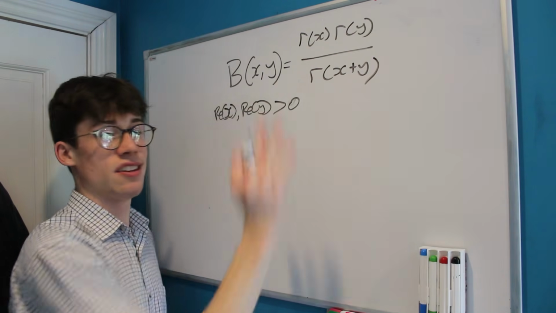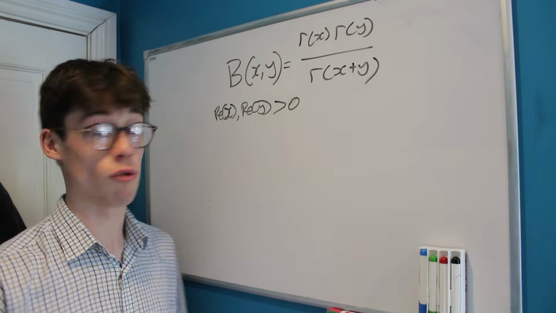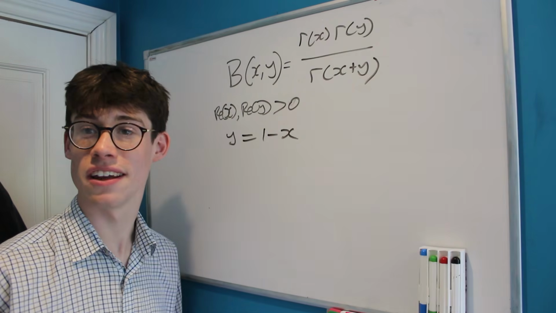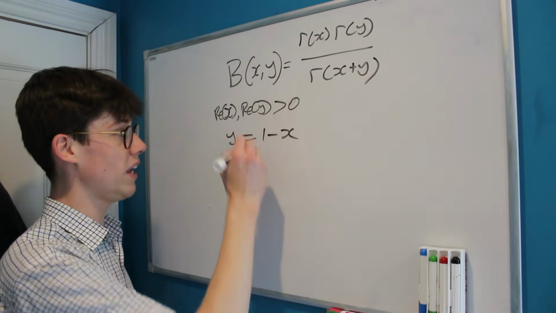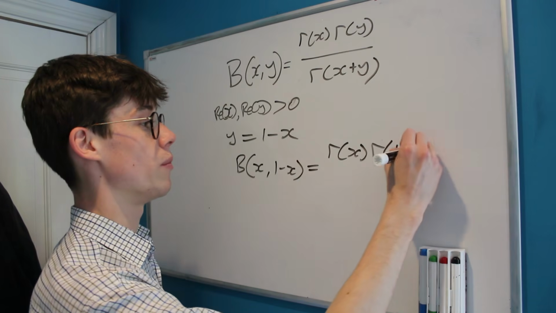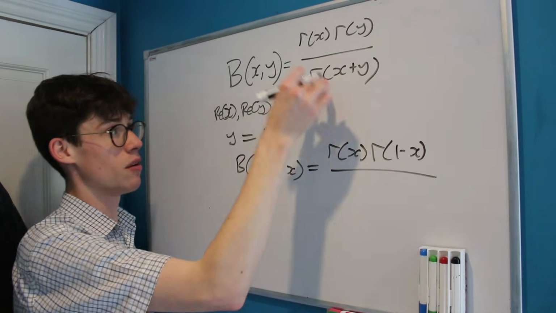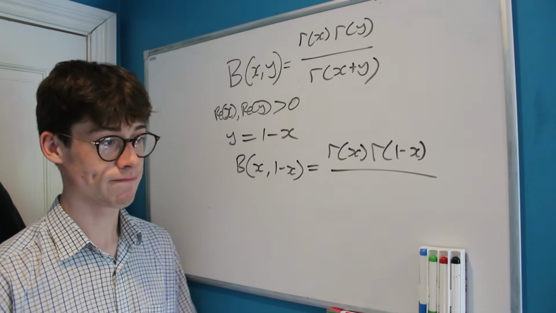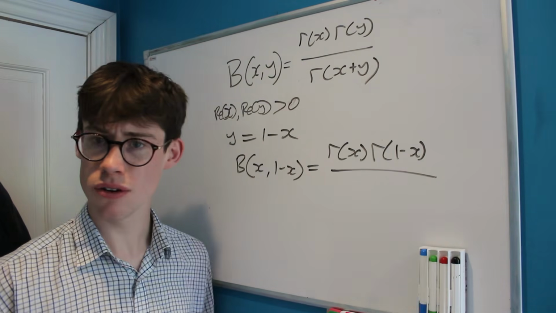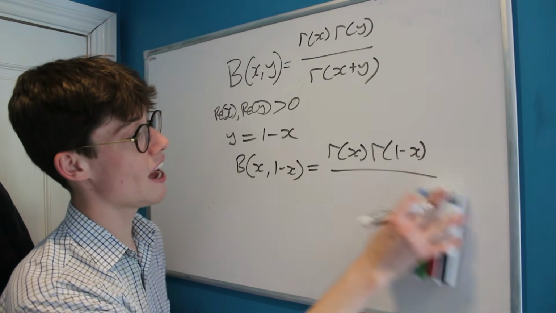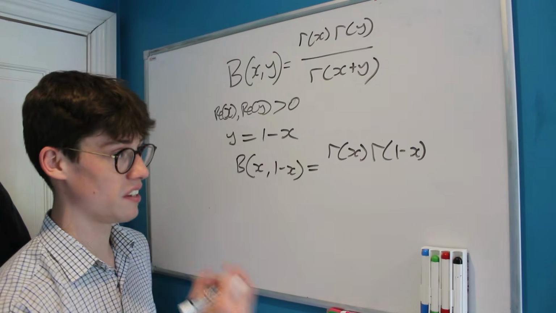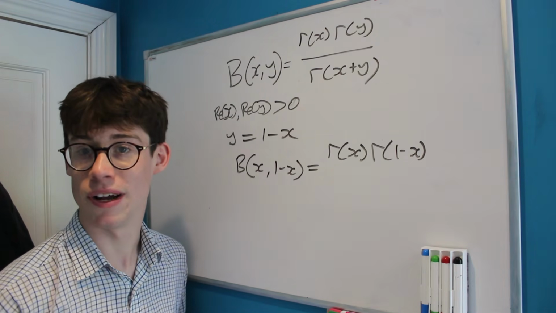Now, this is where we get our reflection formula from, because all we have to do is let y equal 1 minus x. In doing so, we know then that beta of x, 1 minus x is equal to gamma of x times gamma of 1 minus x divided by gamma of x plus 1 minus x, which is just gamma of 1, which is 0 factorial, which is 1. And so we don't have a denominator anymore, which means that evaluating beta at x and 1 minus x is the same as evaluating gamma of x times gamma of 1 minus x.